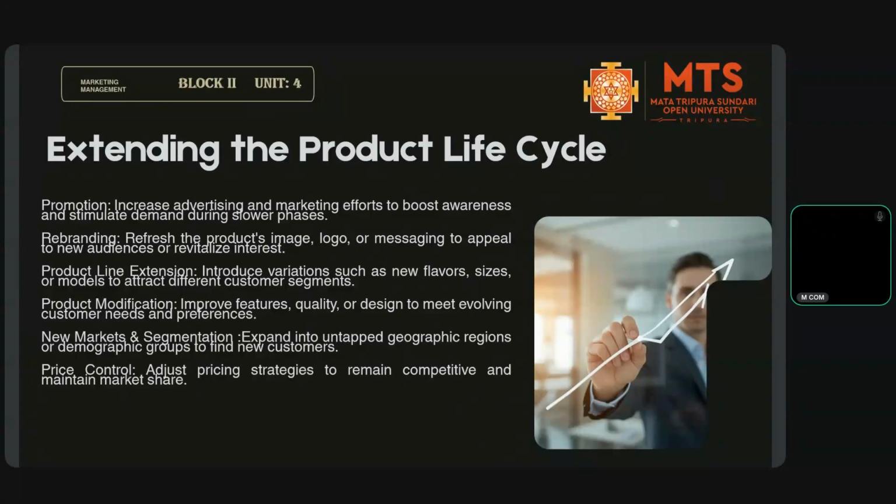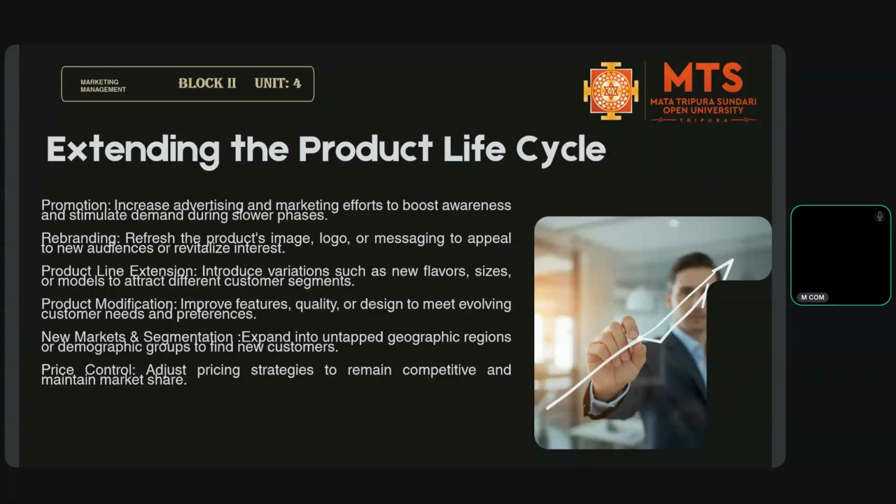That means there are three stages: growth, maturity, and decline. If we have to extend that particular product life cycle, then we have to make some extra effort. That is promotion, rebranding, product line extension, product modification, finding new markets and segments, and price control. If we have to maintain or extend the product life cycle, then we have to do this.